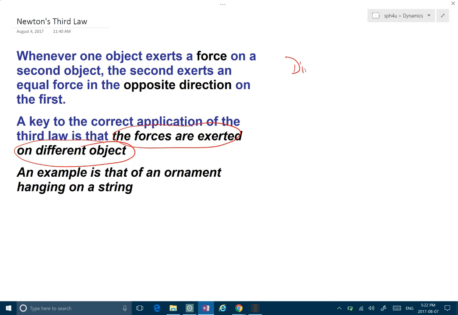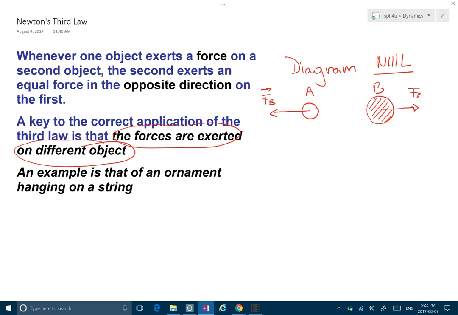So if I were to draw a diagram showing Newton's third law, pretty much if I have an object A and an object B, on purpose I drew them different sizes, so it doesn't even matter which one is bigger, which one is smaller. If object B is, let's say, pushing object A with some force Fb, then according to Newton's third law, A will push object B with a force that is equal in magnitude and opposite direction.